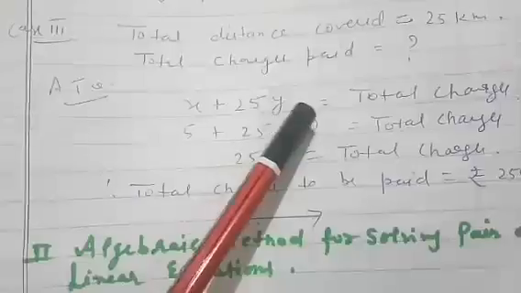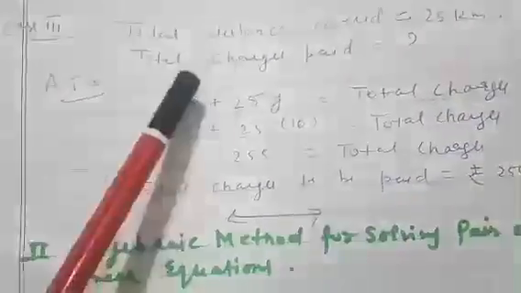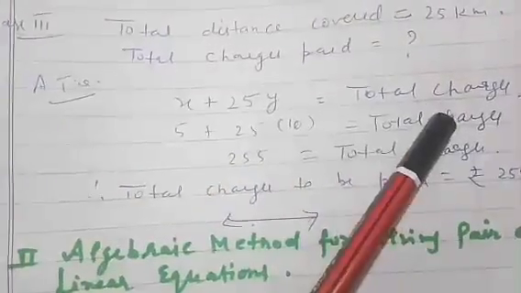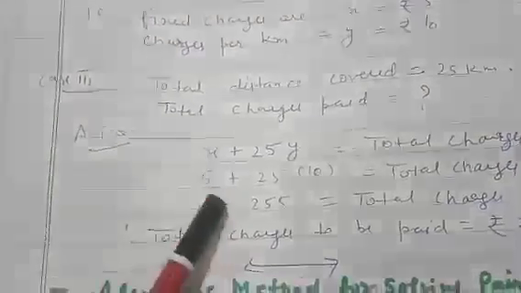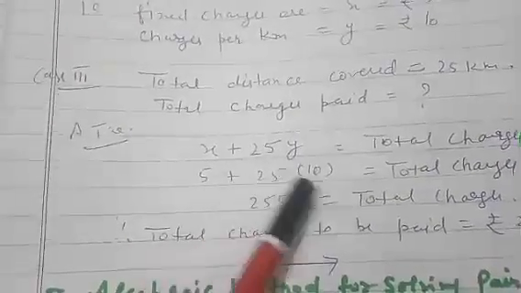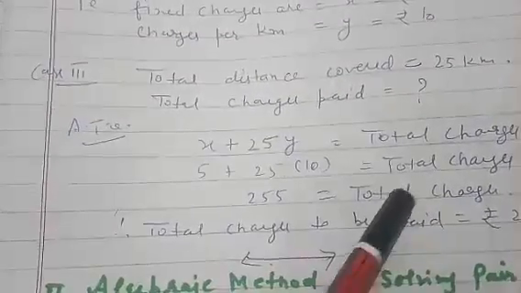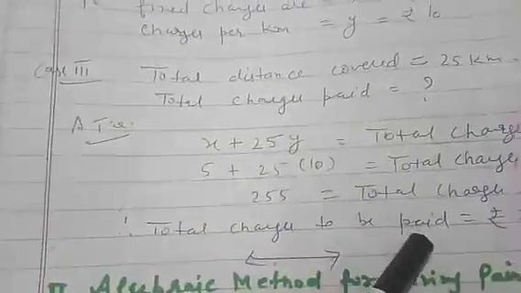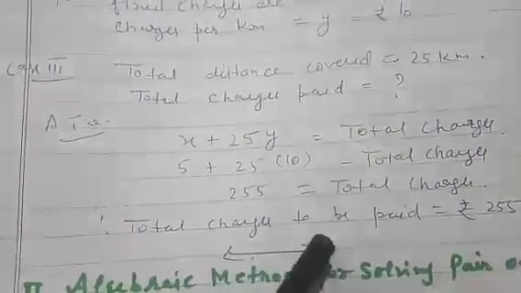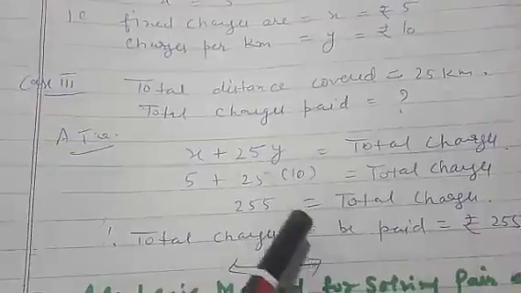But here in this case it is not given total charges paid are how many. That is what the question is. We need to find it. So X plus 25Y equal to total charges. But now what is the use of X and Y? Already we have calculated, so we can put here in this equation. So X was 5 and Y was 10. So put and calculate, it comes out to be 255, which is representing the total charges. Total charges for 25 km is 255. So in this way we have learnt how to solve the problem question where some situation is given by using the substitution method.